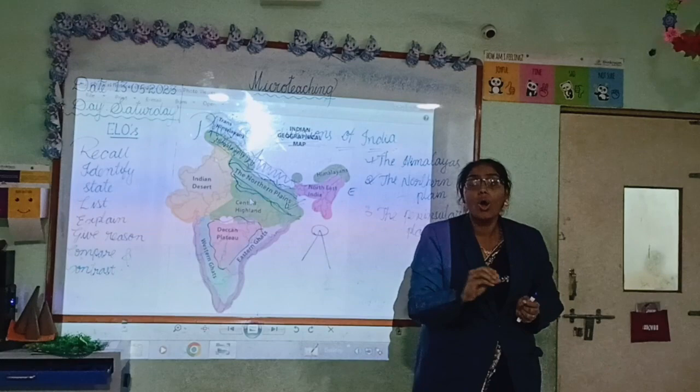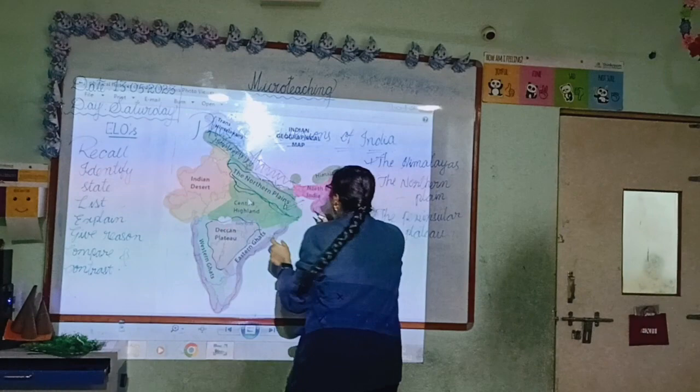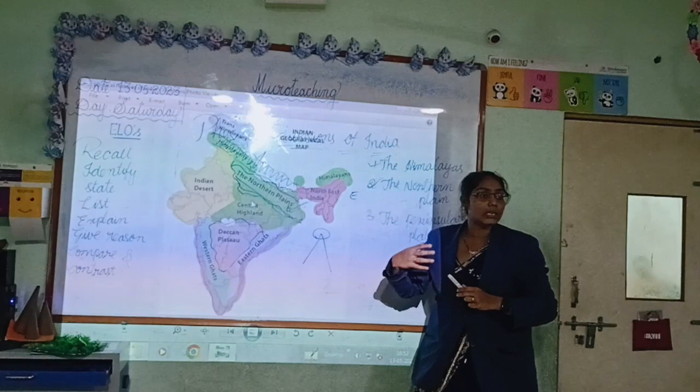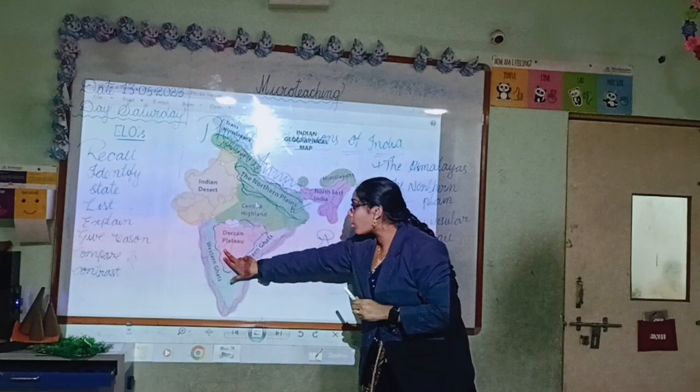Okay, next, moving on. And do you know, children, the plains are also called the food bowl of India. Why? Because different types of crops like wheat, rice, sugarcane, jute, all those are grown in the Northern Plains. Next, moving on to the third physical feature, the Peninsular Plateau.